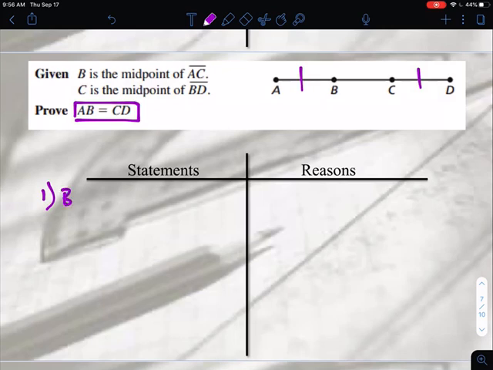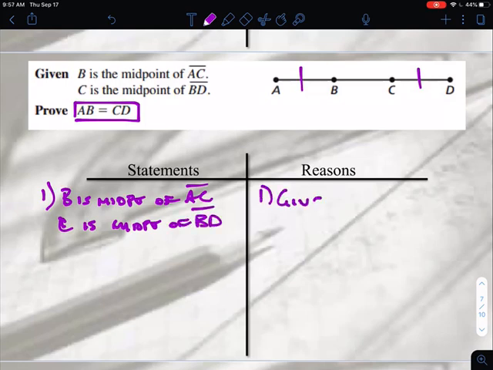So my first statement is the given. B is the midpoint of AC. C is the midpoint of BD. And that was given to us. So then the next thing we want to do is start to try to get segments equal to each other. I want to show that AB is equal to CD, so let's start looking at what this means. Because B is a midpoint, that means AB and BC have to be identical. And that's the definition of a midpoint.